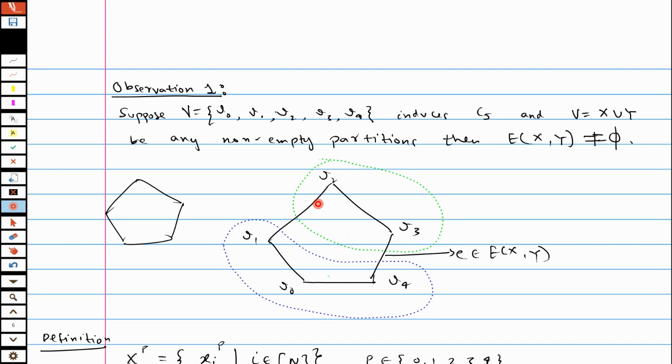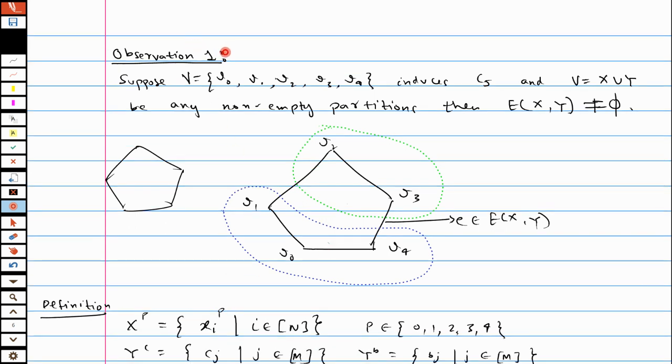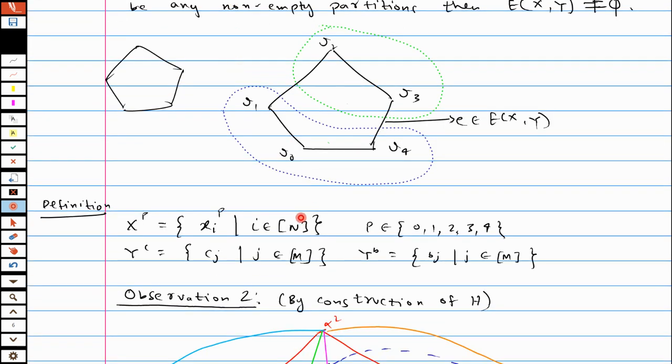And why is that true? Because if there are no edges going across, then the graph is not connected, and we know that the graph is connected. Right? So this is true. We'll use this observation somewhere in the lemma. Right? Let's define these things.